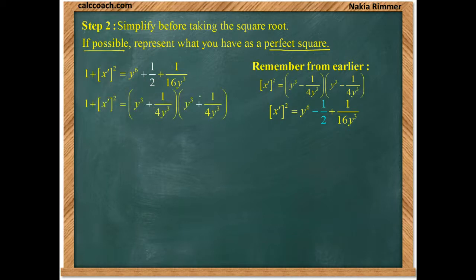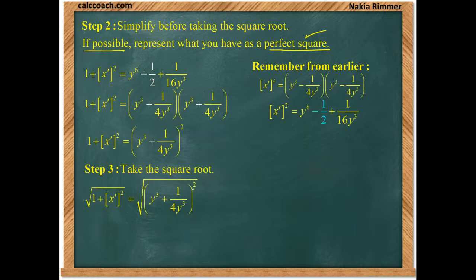If you FOIL this out, the outside terms are the same, the F and L from FOIL, but the O and I combine to give you a plus 1/2 instead of a minus 1/2. And so we've done it. We've represented it as a perfect square. It is y cubed plus 1 over 4y cubed, the quantity squared. And so now we just take the square root. And because it's a perfect square, these operations undo each other, and we just get what's underneath.